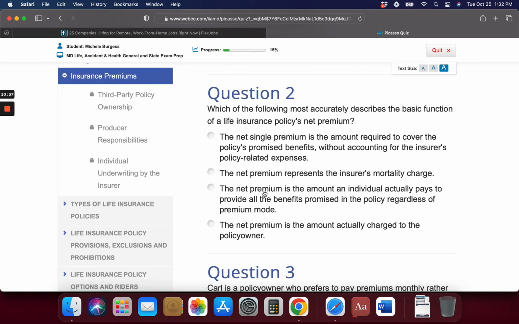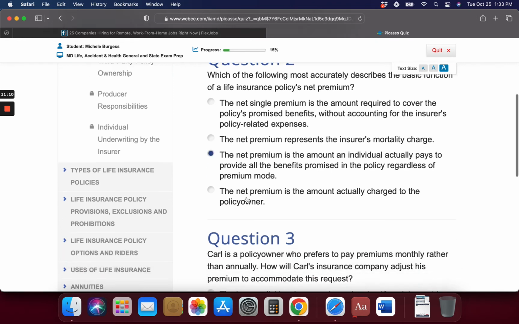The net premium is the amount required to cover his promised benefits. The net premium represents the insurer's mortality charge. The net premium is the amount an individual pays to provide all the benefits promised. Net premium is the amount actually charged to the policy owner. Oh boy. I need a book. Alright, I don't know. Instead of these videos, I need a book. Alright, I'm going to guess on that one.